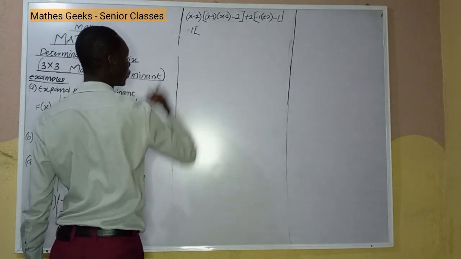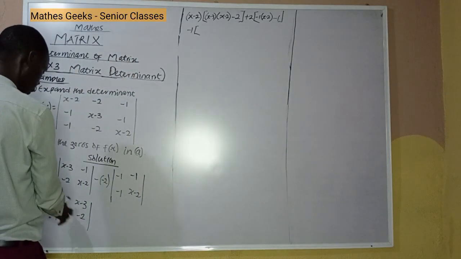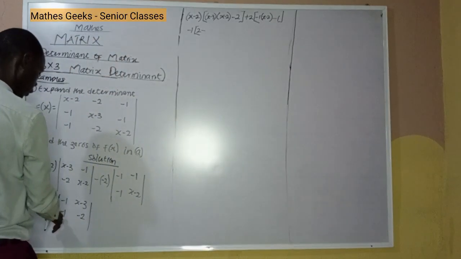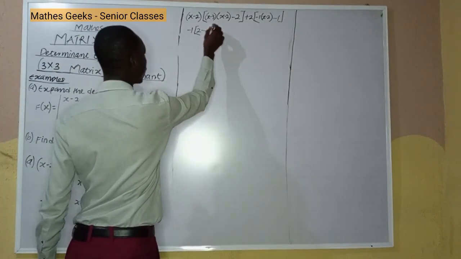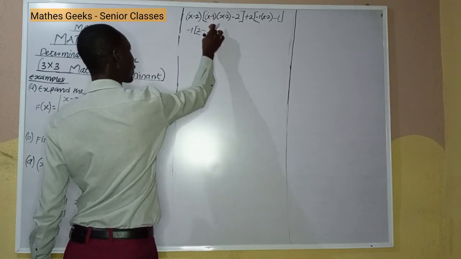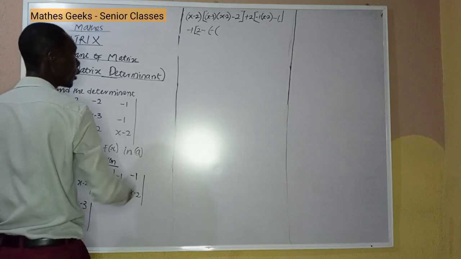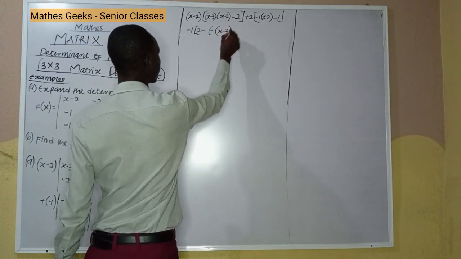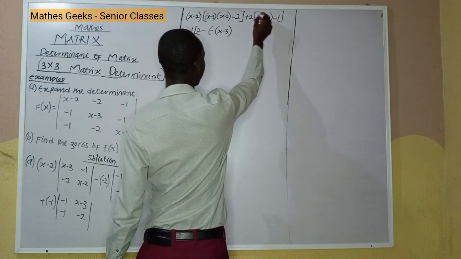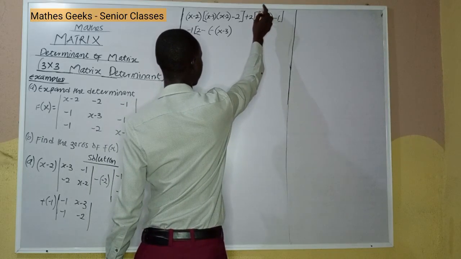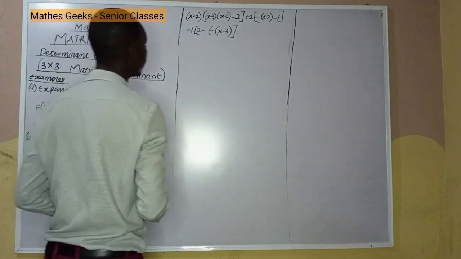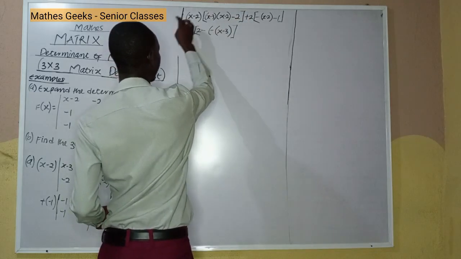Minus 1 times minus 2 is 2. Minus 1 times x minus 2 times minus 1 will give us minus 1. Since it's 1, we can omit it. Minus 1 times x minus 2 is minus x minus 2. We can also omit this 1 here. It's still the same, so it still is minus 1. So first things first, let's simplify all of these parts.